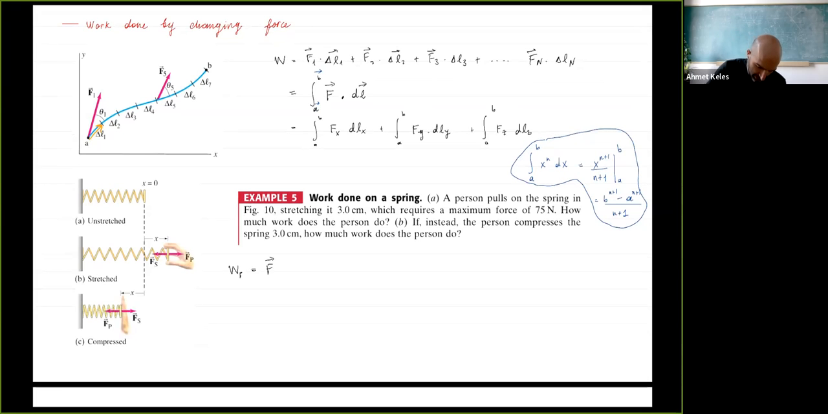Now I think we know this is going to be a changing force, right? Because, maybe I can ask you, does anybody remember what the force on a spring was?